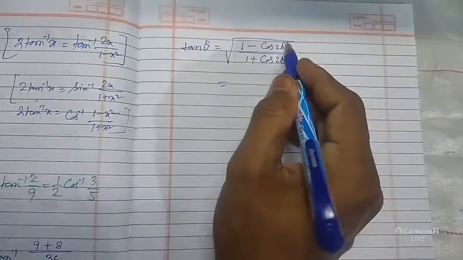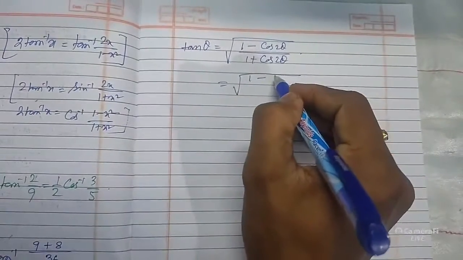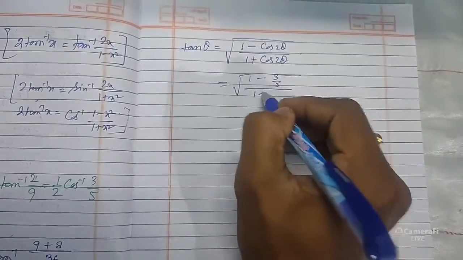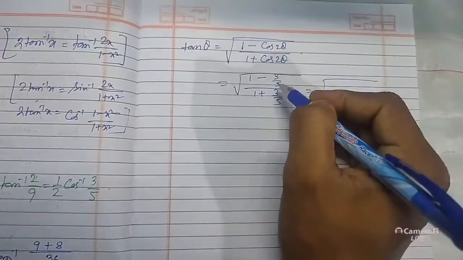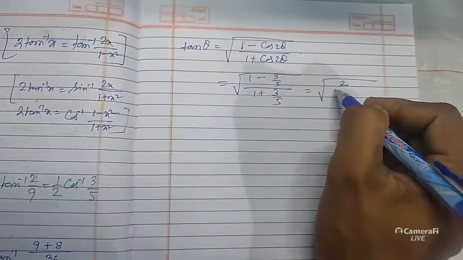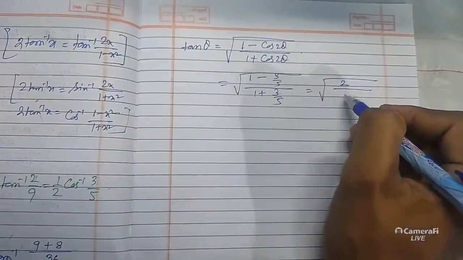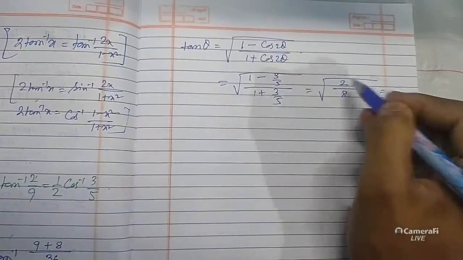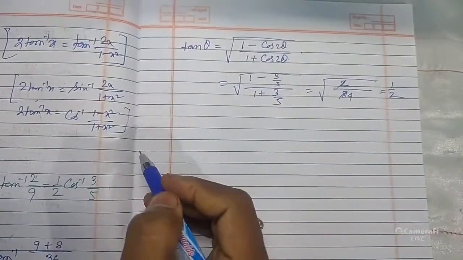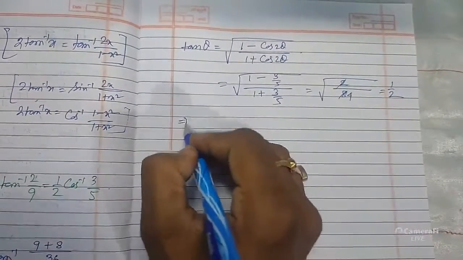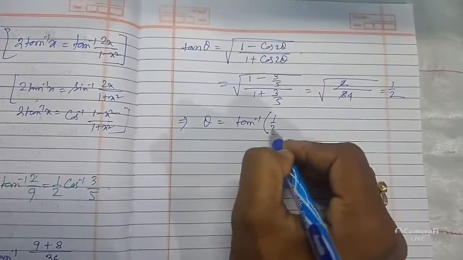So this is the value of tan theta. That means (1 minus cos 2 theta) value is 3 by 5, by 1 plus 3 by 5. This is equal to the square root of 2 by 5 plus 3, 8. That is half. So which implies theta equals tan inverse half.